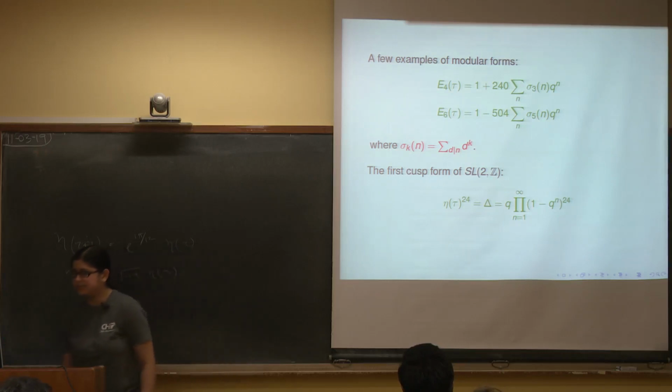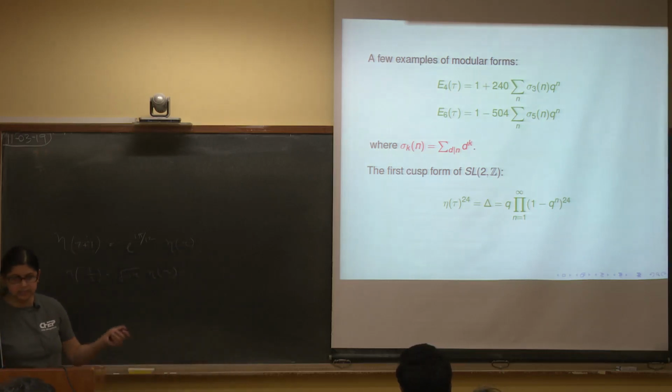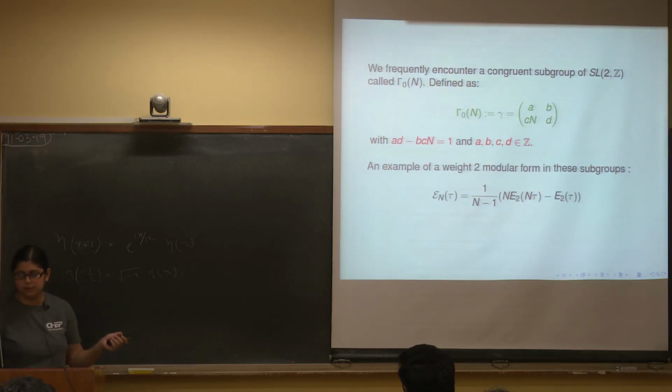These are some examples of modular functions and modular forms. And this is the first cusp form, and the inverse of eta to the 24 comes from 24 bosons compactified on a torus.